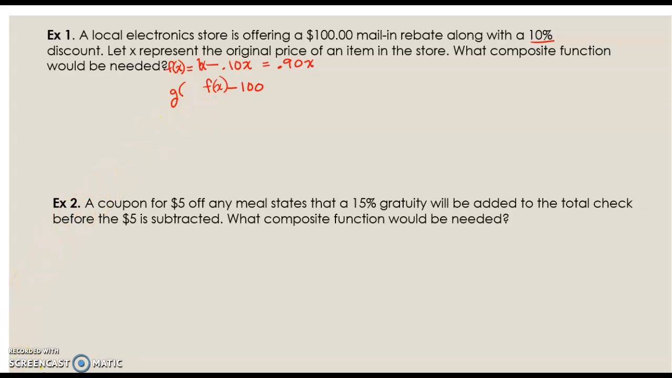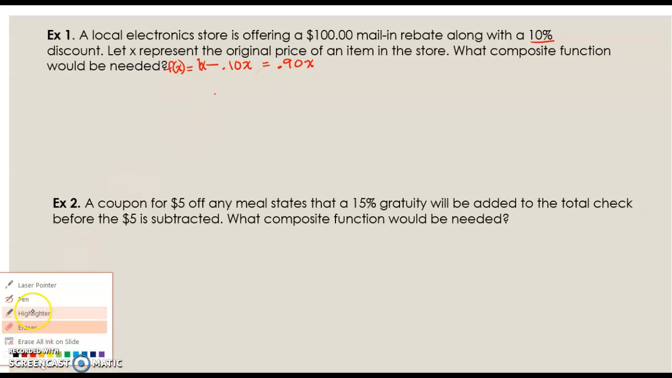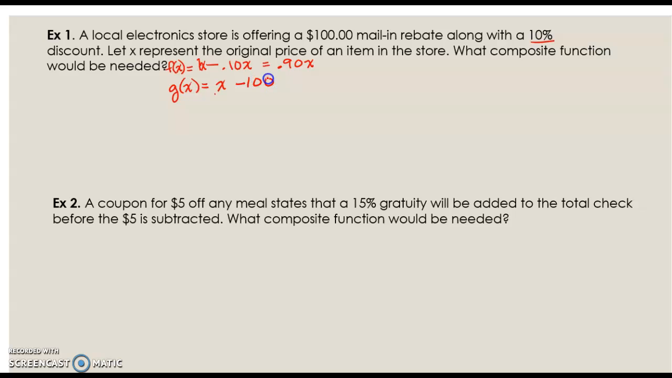Okay? So, of the f of x there. So what you're dealing with is you're going to do g of that 0.90x, and that's going to put that in. It wouldn't be f of x there. I had f of x. I meant x. Your g of x here, sorry guys, would be taking $100 off. X minus $100.